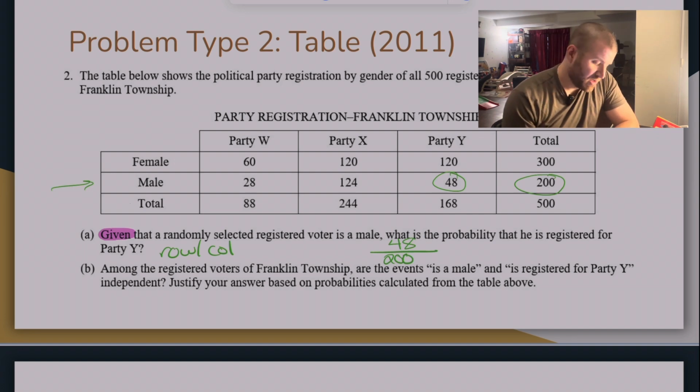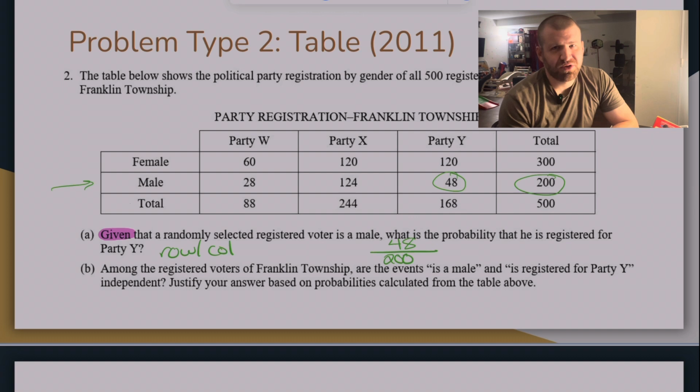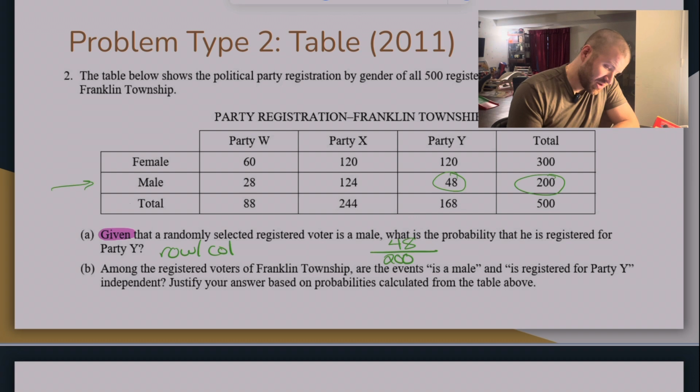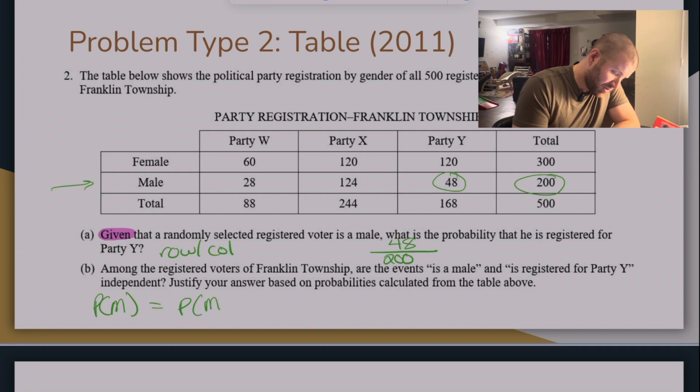And now, the other reason why I use this question, even though it is old, it's newer than the previous one, is that now we can use our conditional formula to check independence. Because are these two things independent? Well, if they were, that would mean the probability of being party Y would be equal to the probability of party Y given male. I flipped this around in my head. I just can't read apparently.